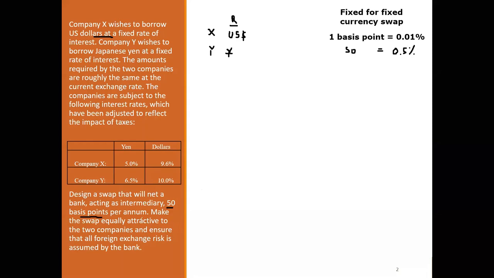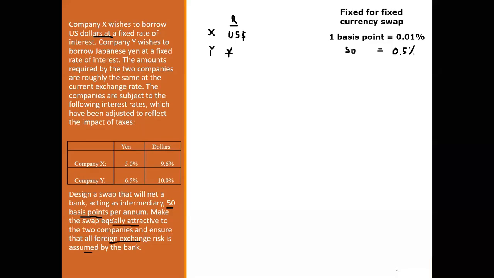And then if you look at it, it asks you to make the swap equally attractive. So you have to make this equally attractive to both parties, that is for company X and for company Y, and ensure that all foreign exchange risk is assumed by the bank. So when we answer this question, I will explain what is meant by the financial intermediary assuming all the foreign exchange risk.